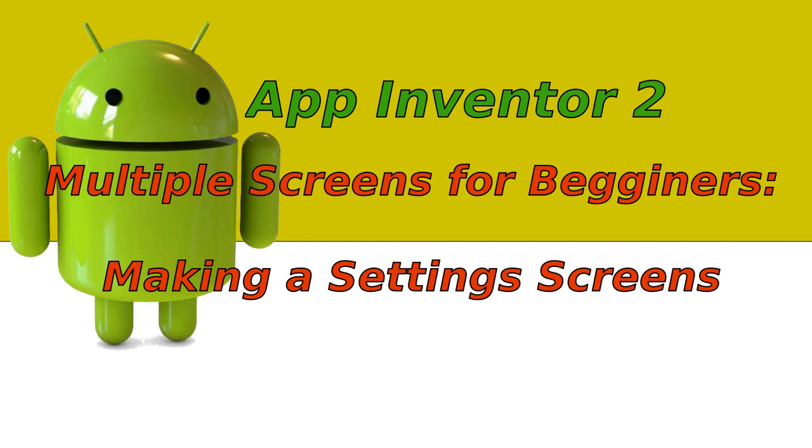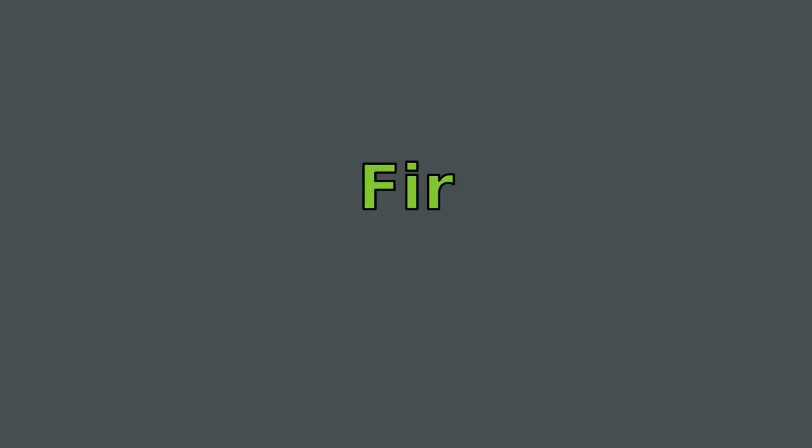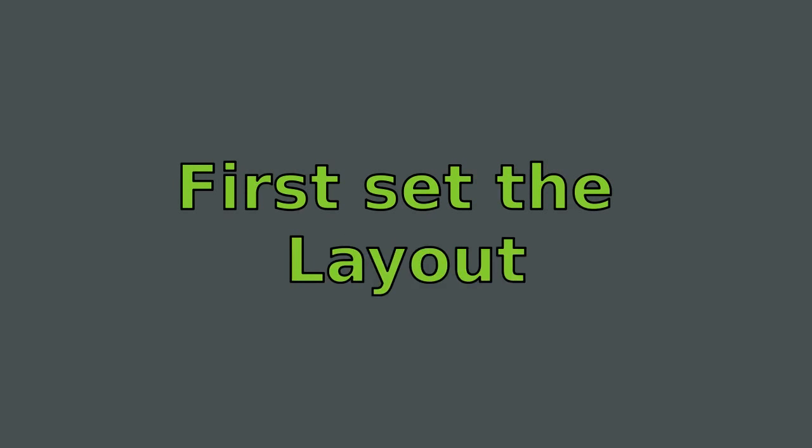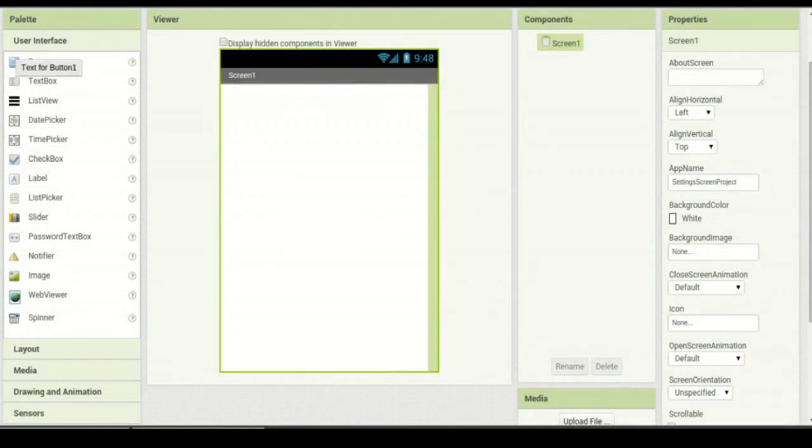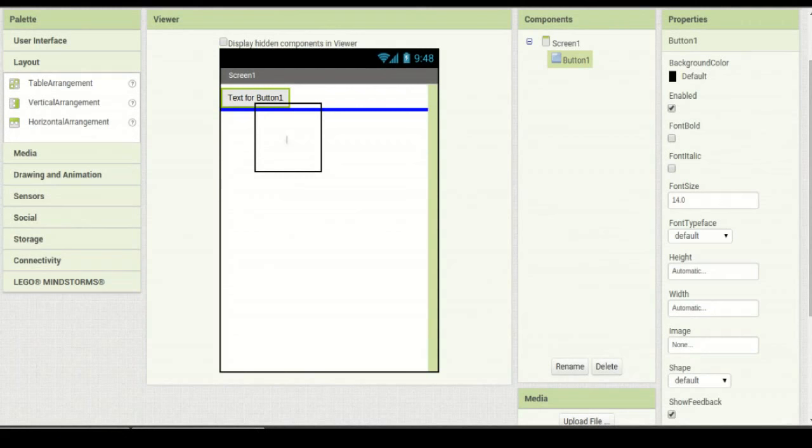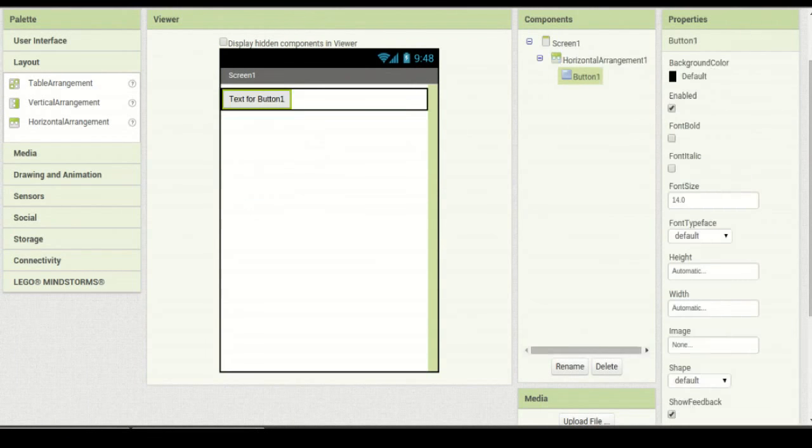My name is Eduardo. In this App Inventor tutorial, we will see how to make a config screen, or settings screen. We will be using multiple screens. So first, let's create a scene.